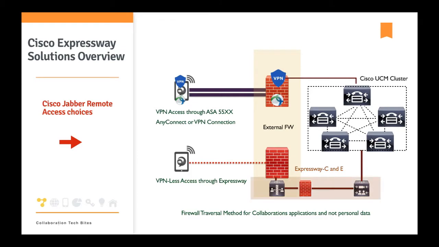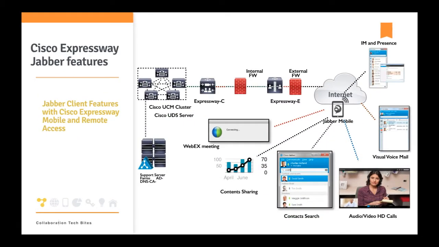So two options we still have: one with VPN, still working through the ASA, and the new option we'll talk about here is Cisco Expressway solutions with mobile and remote access. Okay, Cisco Expressway, Cisco Mobile and Remote Access. What are the features that Cisco Jabber for mobile, for example, can have on Expressway? It has IM and Presence.